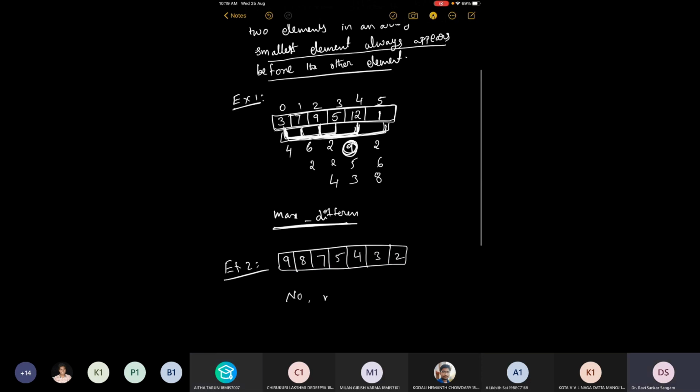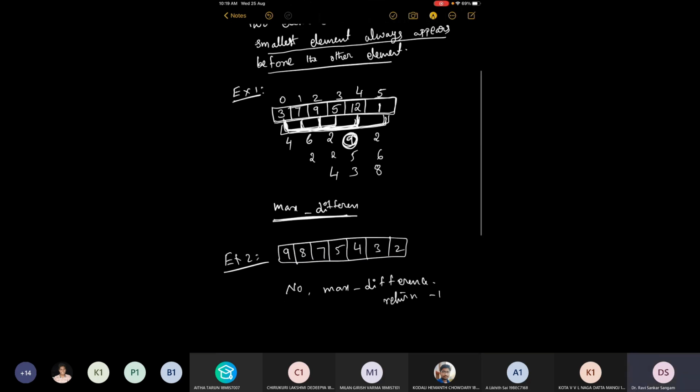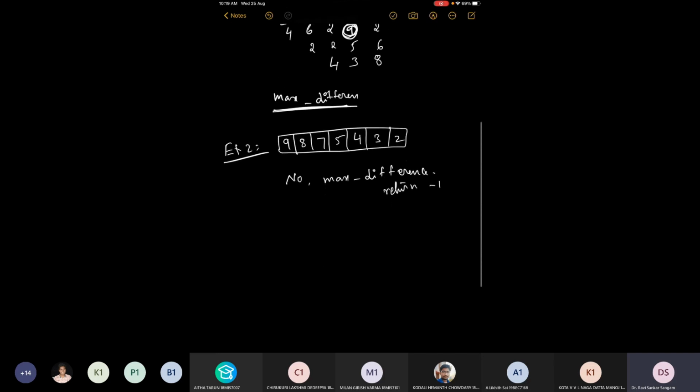No max difference, right? In this case, you should return -1, a negative value. And example 3.